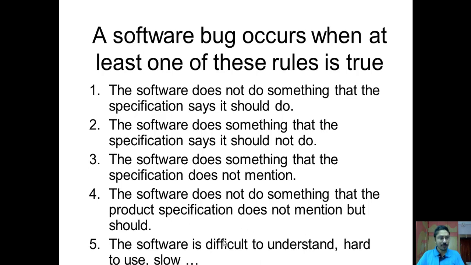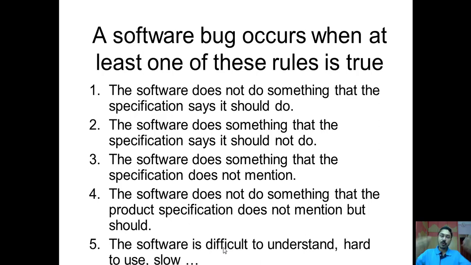And the fifth rule: the software is difficult to understand and hard to use. If whatever you have developed is very difficult for the customer or a user to use, or if it is very slow, then also that is called a bug. So if you have followed all the four principles, but your software GUI is not easy, not intuitive, in that case the tester can call it a bug.